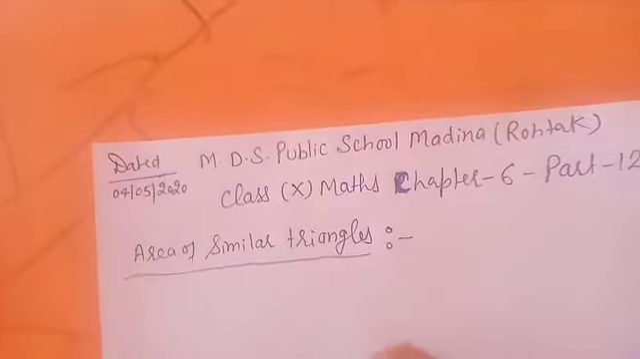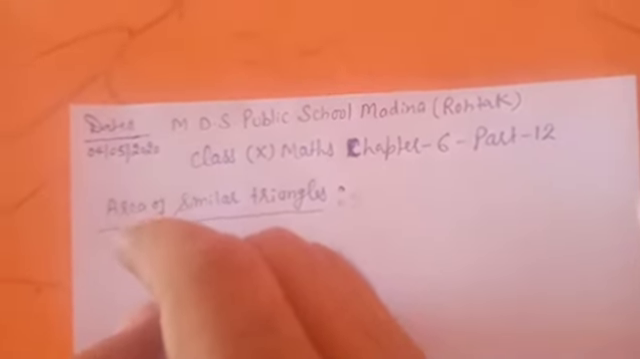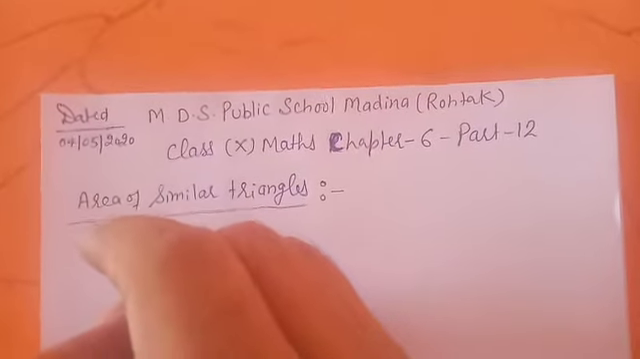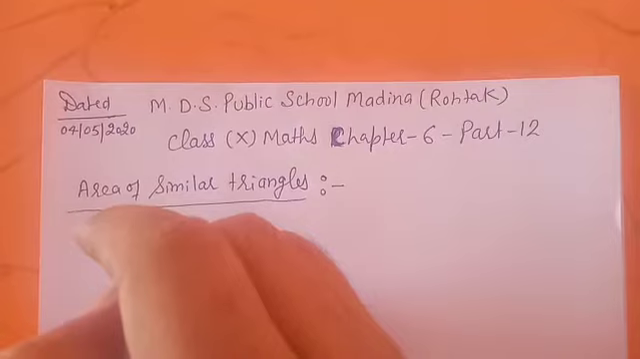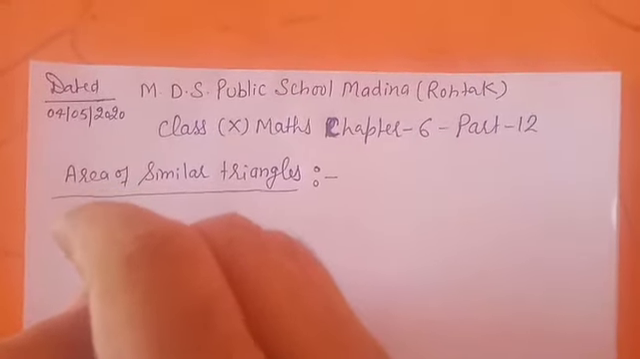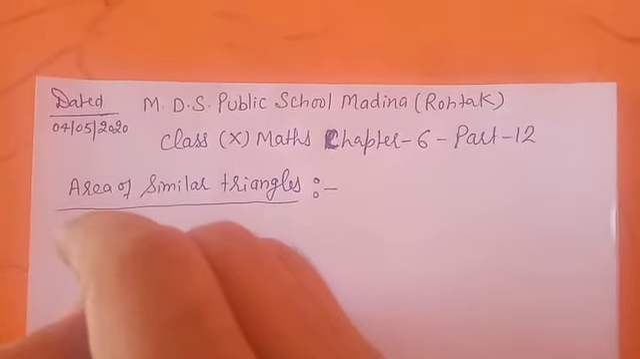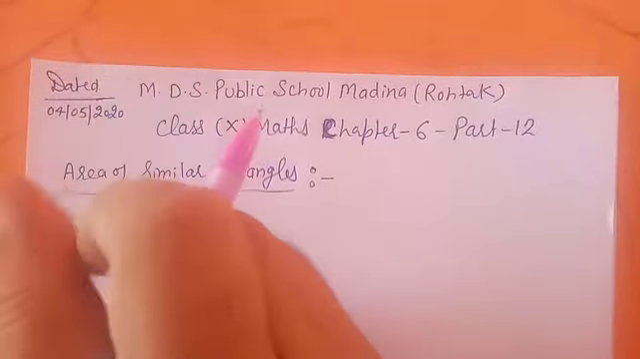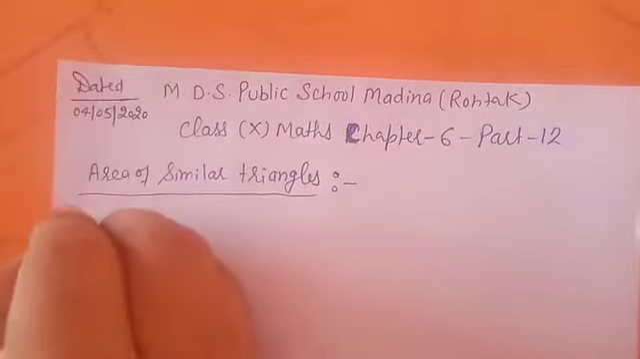As you know, through your previous knowledge, if two triangles are similar, their corresponding sides are in the same ratio. So there is a relationship between the sides and the area of a triangle. So what's the relation? The relation is the square of the ratio of the corresponding sides, or you can say theorem number 6.6.